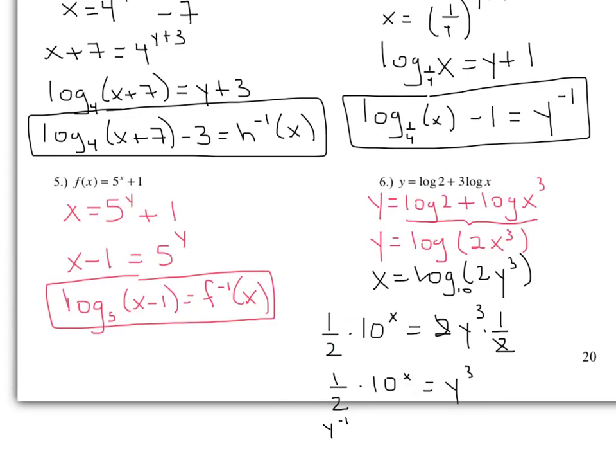You'll have the cube root of 1/2 times 10 to the x, or you can have the inverse as 1/2 times 10 to the x, to the 1/3 power. Because remember, taking the cube root, you can rewrite that as a rational exponent of 1/3. So either is acceptable at this point.